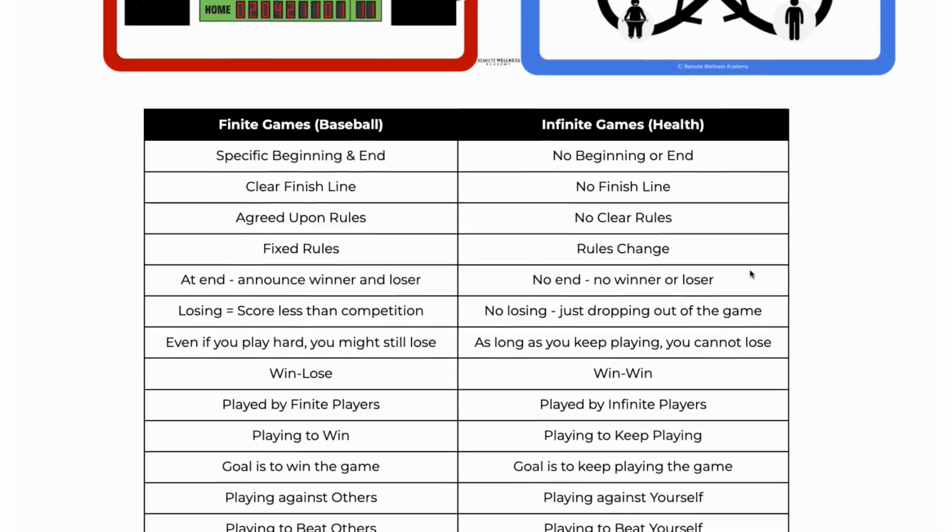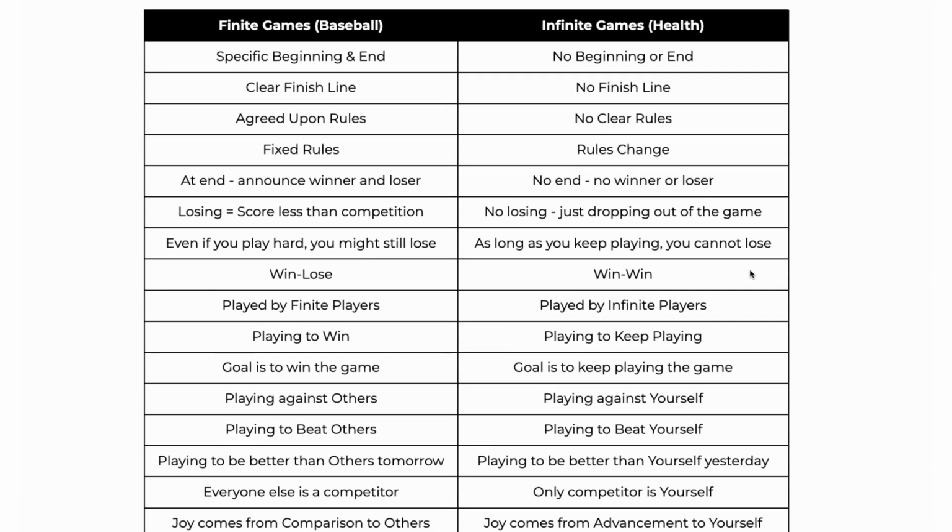Well, inside of the guide, there are all these character traits about infinite games and finite games. Don't worry, I'm not going to read through all of these. These are good for you to reference in the future. But the big thing that you need to know is that the difference between finite games and infinite games is that obviously we talked about beginning and end. In infinite games, there is no beginning and end. In finite games, there's a clear finish line. In infinite games, there is no finish line, okay?